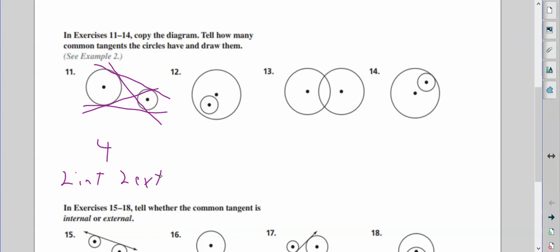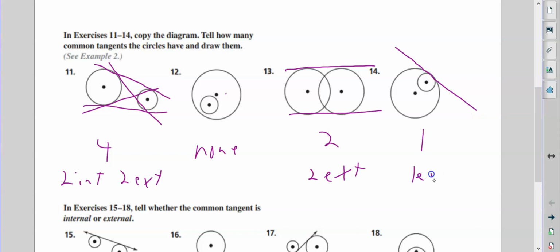All right. With this one, since one is sitting inside the other one, there's no way to do it. It's none. For this one, we can have 2, and they're both exterior. And for this one, since they're touching at that point of tangency, we could have 1, and it's exterior. It's outside the circle.